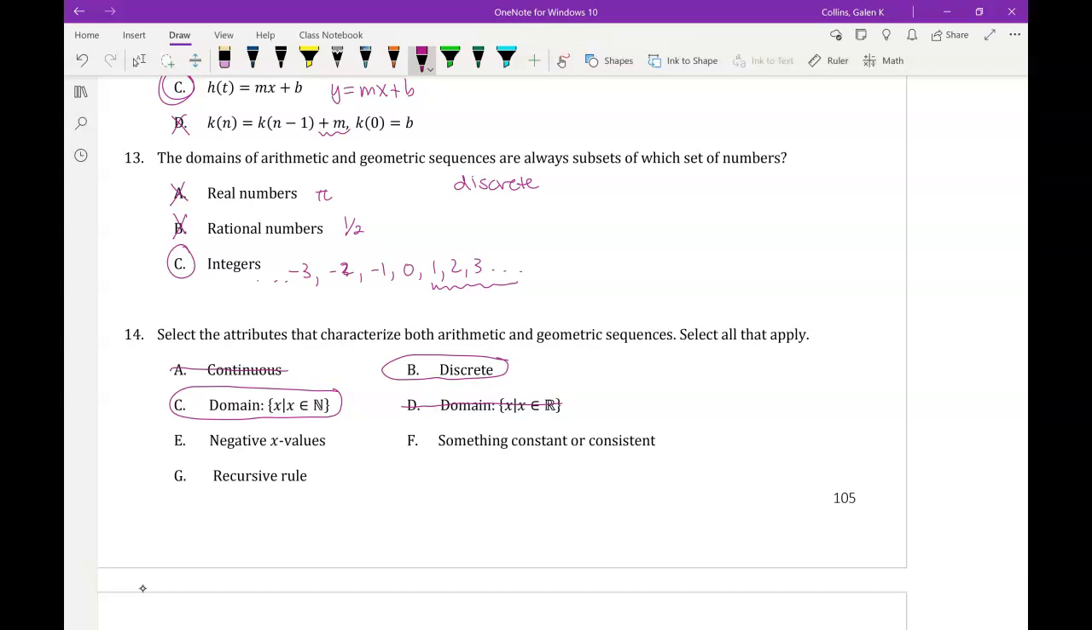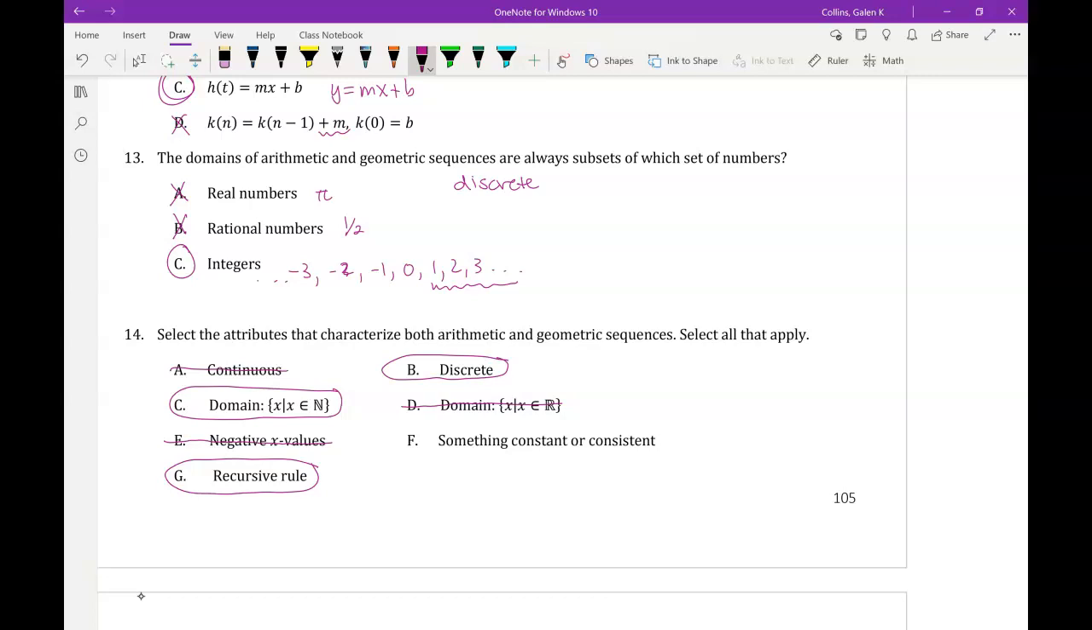Let's see. We could definitely use a recursive rule. I know I'm going a little bit out of order, I'm sorry. We could use a recursive rule to characterize geometric and arithmetic sequences, or at least that is something we can use with arithmetic and geometric sequences since they are discrete. We don't typically have negative x values in one of these sequences. We could imagine a negative term in a sequence, but it doesn't make sense. When we talk about terms, we usually are talking about counting numbers.